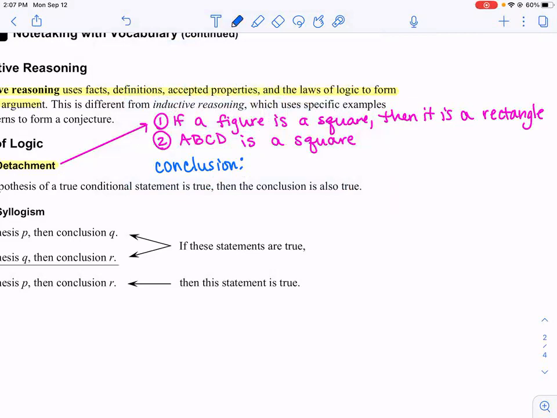Okay, Bryce, what can we conclude from these 2 statements put together? If a figure is a square, then it is a rectangle. ABCD is a square. Yes. Figure ABCD is a rectangle. We have a pattern, right? A figure is a square means it's a rectangle. Here I'm giving you a specific square. Then we know it's also a rectangle. Okay, this is an example of how we use the law of detachment.